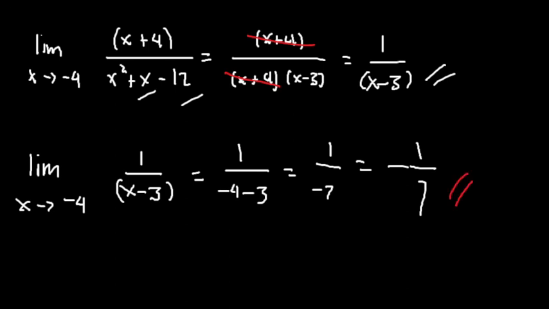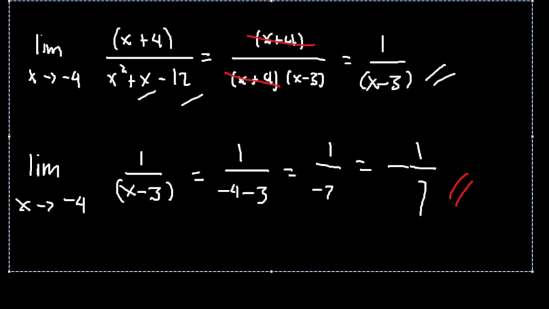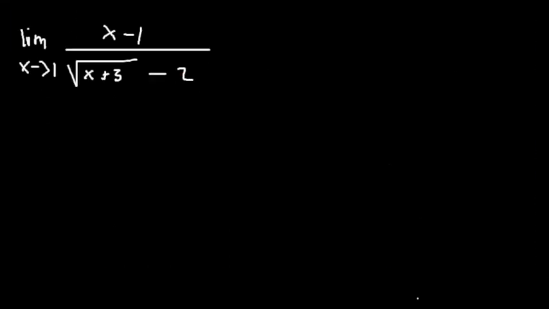So, let us have another example. Now, let us find the limit of x minus 1 over square root of x plus 3 minus 2 as x approaches 1. Now, let us identify whether this rational function, a radical function, is indeterminate or not by substituting. So, we just substitute 1 minus 1 over square root of 1 plus 3 minus 2.